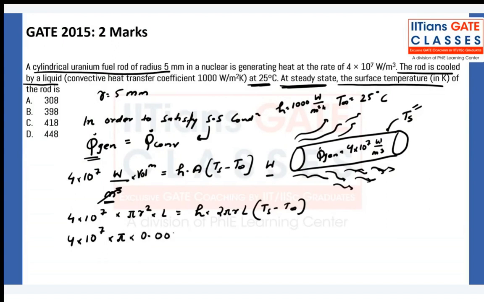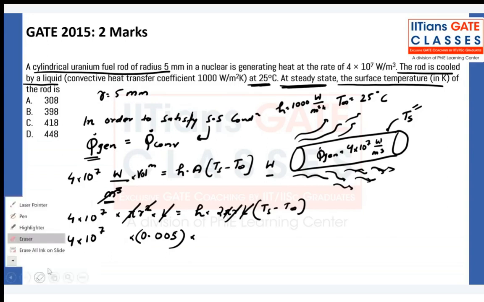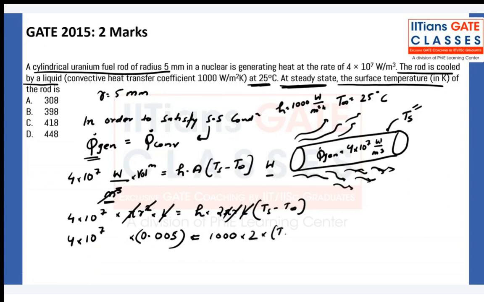0.005 square into, in fact, what can I do? I can cancel this. Radius and radius will get cancelled. Pi and pi will get cancelled. R and R will get cancelled. So I don't need this. And I can write it equals to h is 1000 watt per meter Kelvin, and Ts I need to calculate. T infinity is 25.